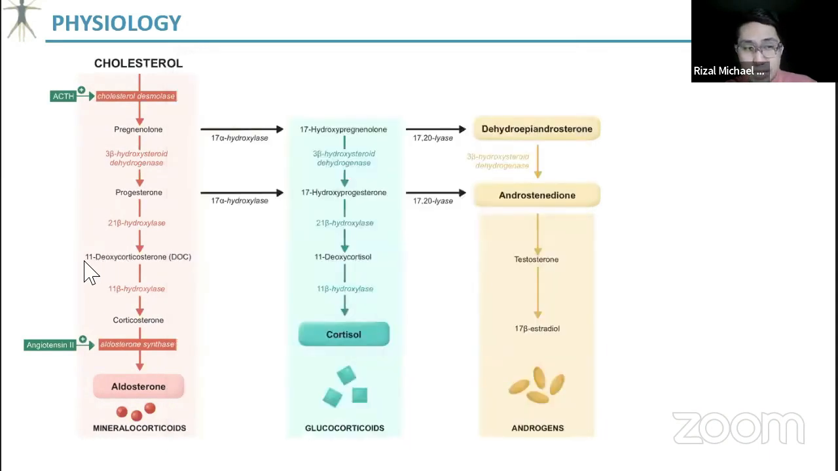Compared naman kapag 21 beta hydroxylase ang deficient mo in this part, okay? You will have ambiguous genitalia kasi nag-increase na yung substances mo sa DHEA pathway, and then you will have hypocortisolism as well.